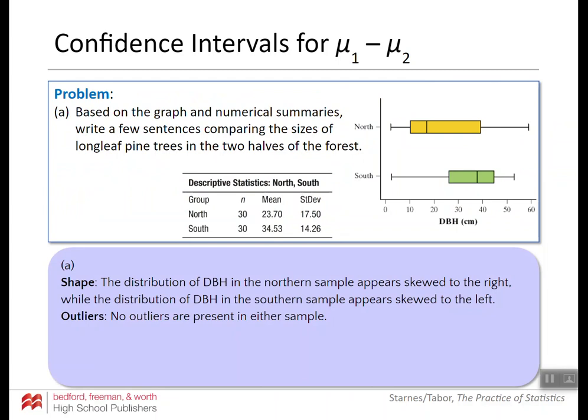So, shape. The distribution of DBH in the northern sample appears to be skewed right, while the distribution of DBH in the southern sample appears to be skewed left. No outliers are present. Remember, outliers would be denoted by asterisks out here.